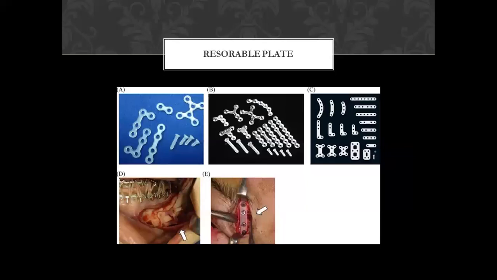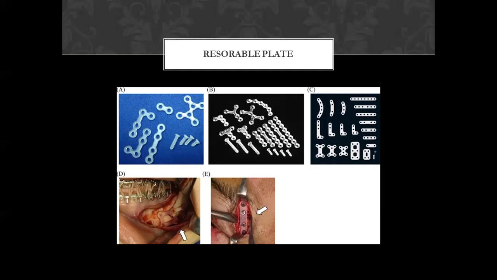So coming to the final slide of this topic, the resorbable plate. I hope you people will remember this. This is a recent advance in maxillofacial surgery. Nowadays, we are using resorbable plates, especially for pediatric patients and patients who present with skull bone fractures. One of the disadvantages of the resorbable plate is that it will not be able to bear a sufficient amount of force.